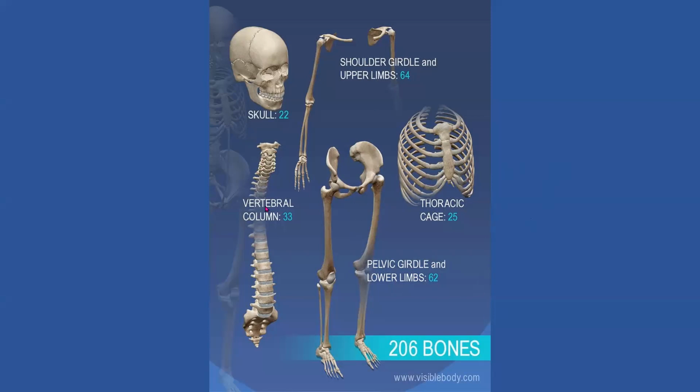Okay, so here I found one with the actual numbers. In the skull, this is an adult, not a child, 22 in the skull, 33 in the vertebral column. In the shoulder girdle, there's 64 in the shoulder and the upper arms. In the thoracic cage, 25. In the pelvic girdle and arms and feet, 62.